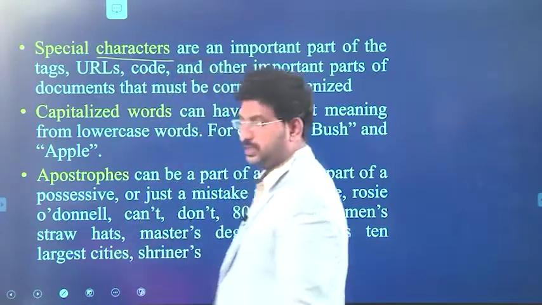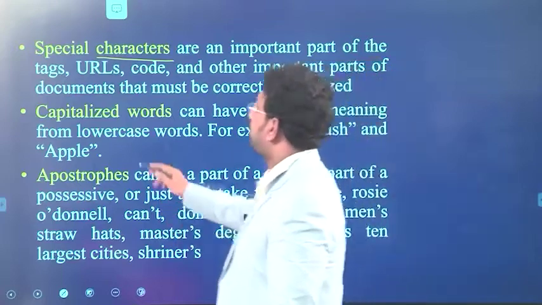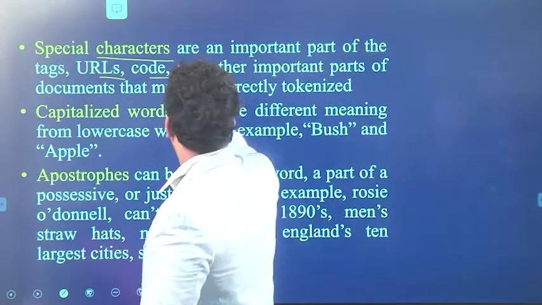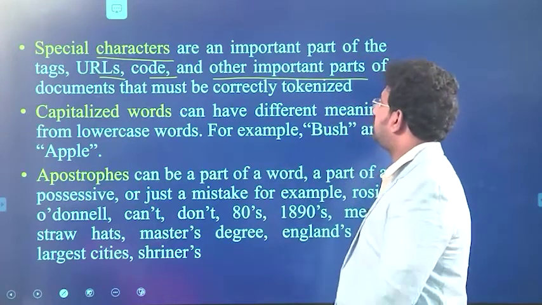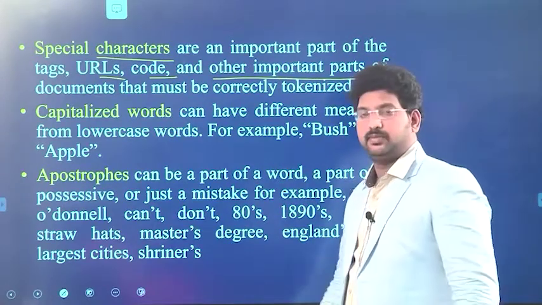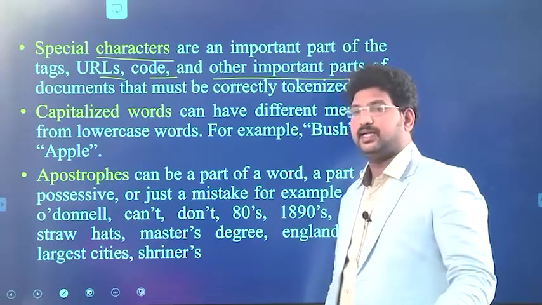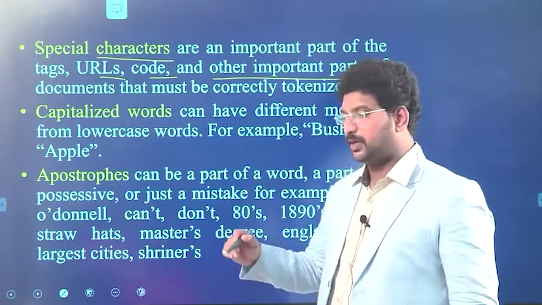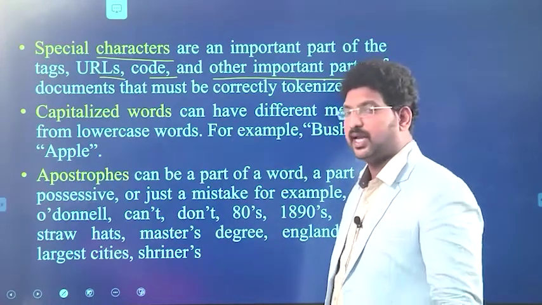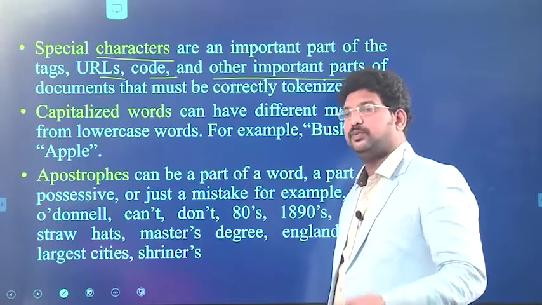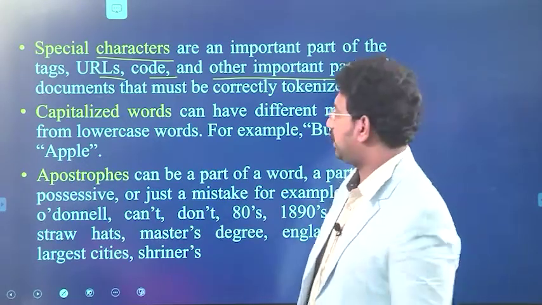Special characters are also an important part of tags like URLs, codes and other important parts of documents that must be correctly tokenized. So there is some special care needed for things like http://www.google.com, URLs like that. There may be some special characters. Whenever it is going to process special characters, it also faces some difficulties.